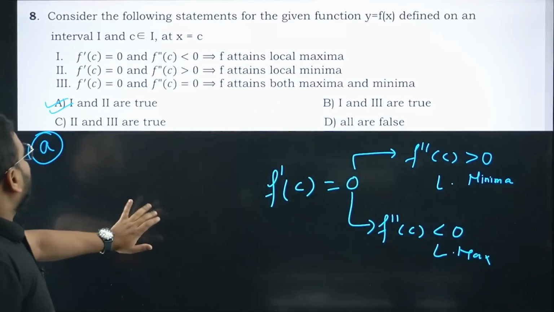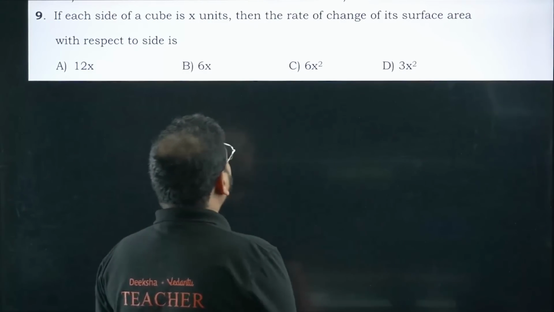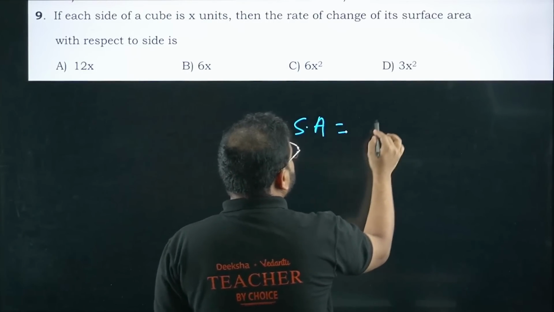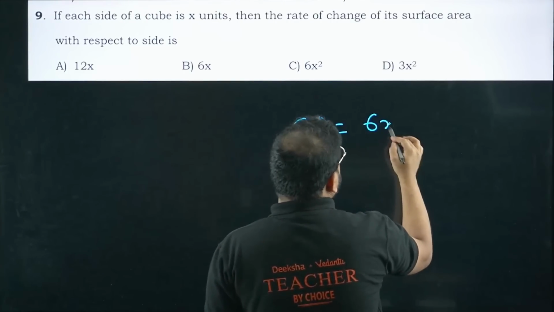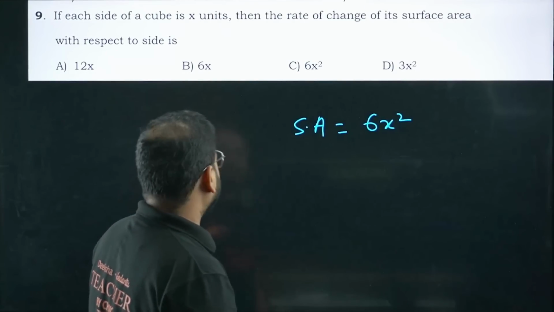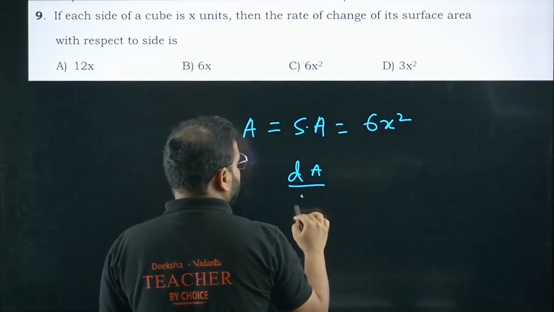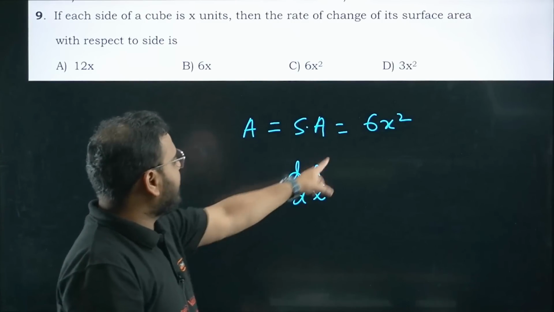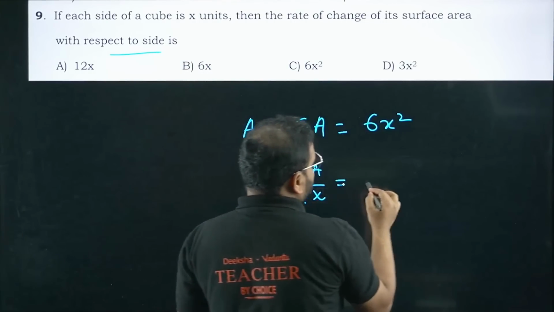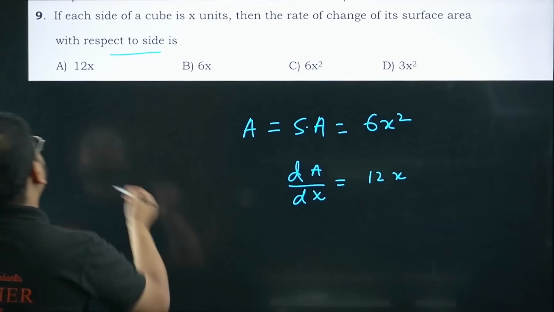Moving on. Question number 9. If each side of the cube is x units, the rate of change of surface area. Surface area of a cube is given by 6 times the side, x, so 6x square. They are asking for the rate of change of surface area with respect to the side. Let's call this variable A. They're asking dA by dx. A is 6x square, so the derivative with respect to x will become 12x. Answer should be option number A.